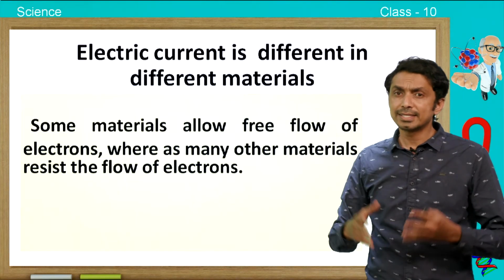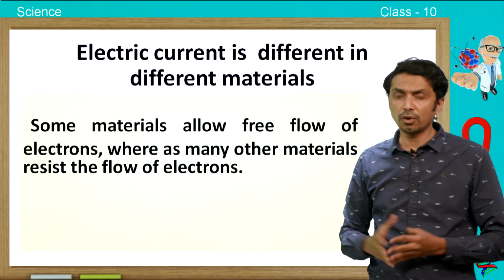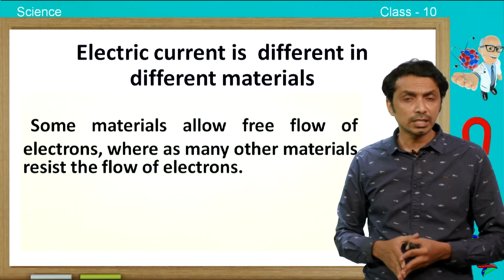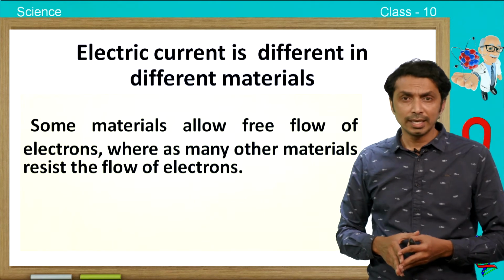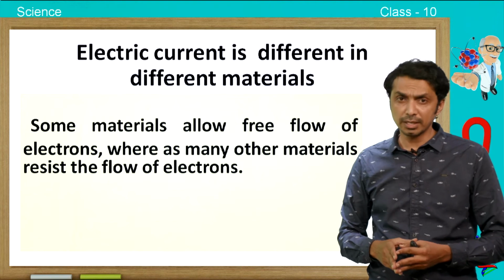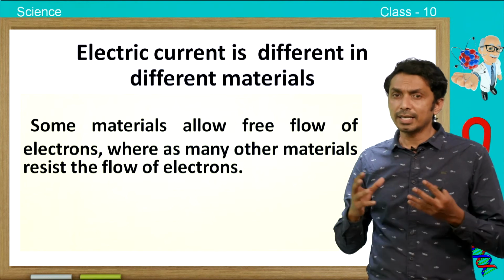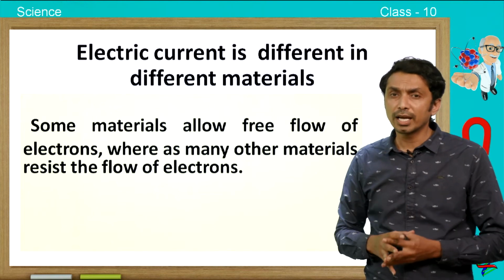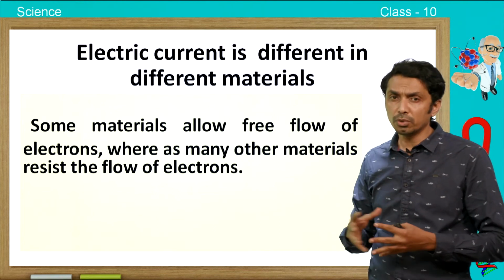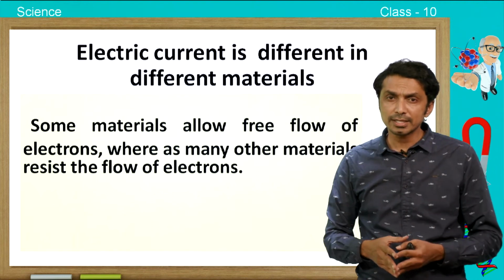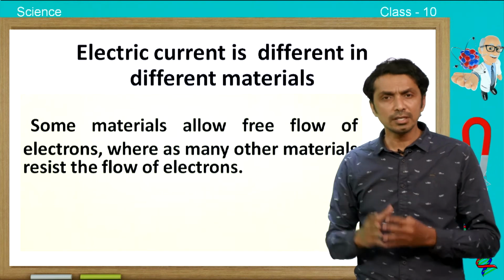Some materials allow free flow of charges, whereas some materials do not allow such free flow of charges. This is because of the atomic arrangement inside those materials, where the atoms attract the free flowing electrons more in some substances, whereas in good conductors the free flow of electrons is more.